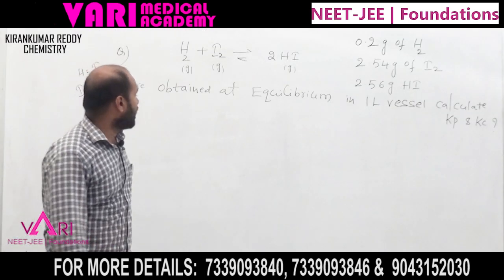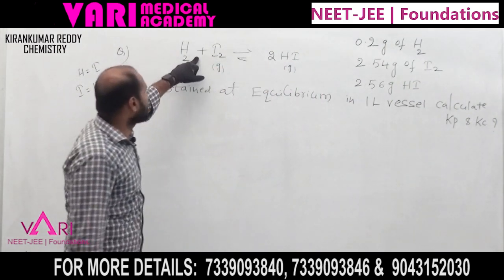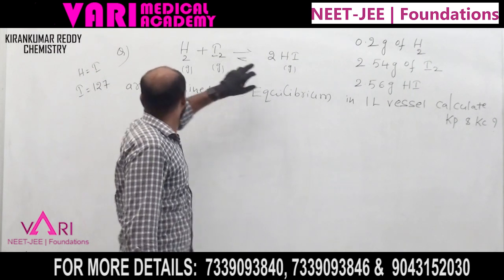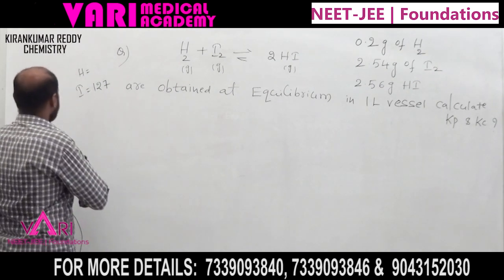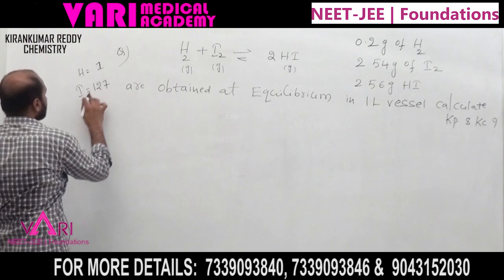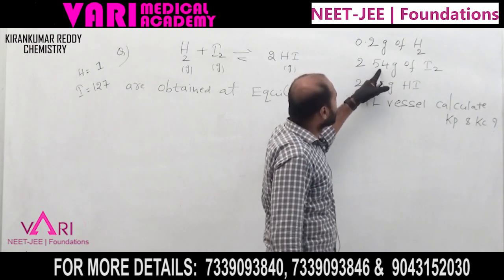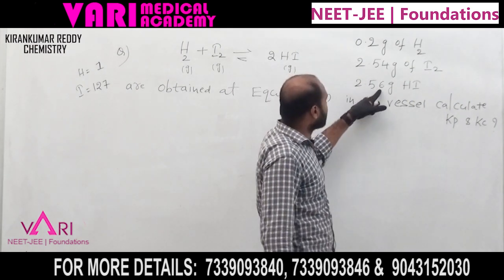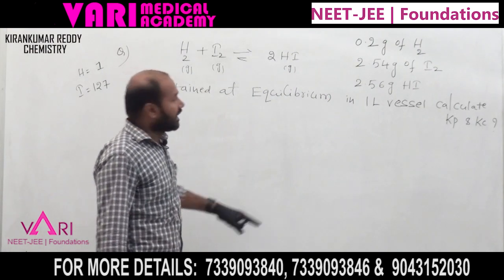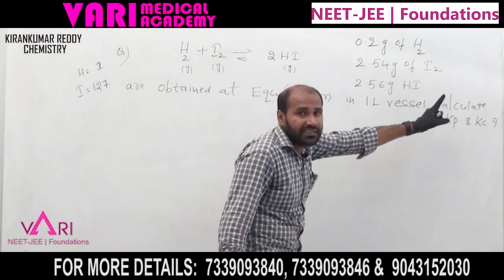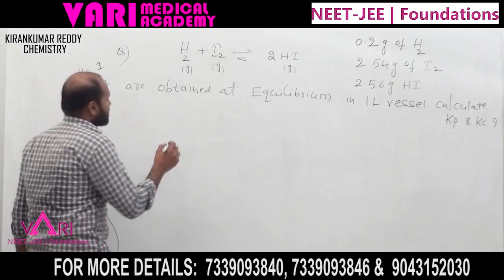Good morning students, and today we will discuss equilibrium problems, numericals. Here is H2 plus I2 gives 2HI, and the atomic weights are given: hydrogen is 1 and iodine is 127. 0.2 grams of hydrogen, 2.54 grams of I2, and 2.56 grams of HI are obtained at equilibrium in a 1 liter vessel. Calculate Kp and Kc.